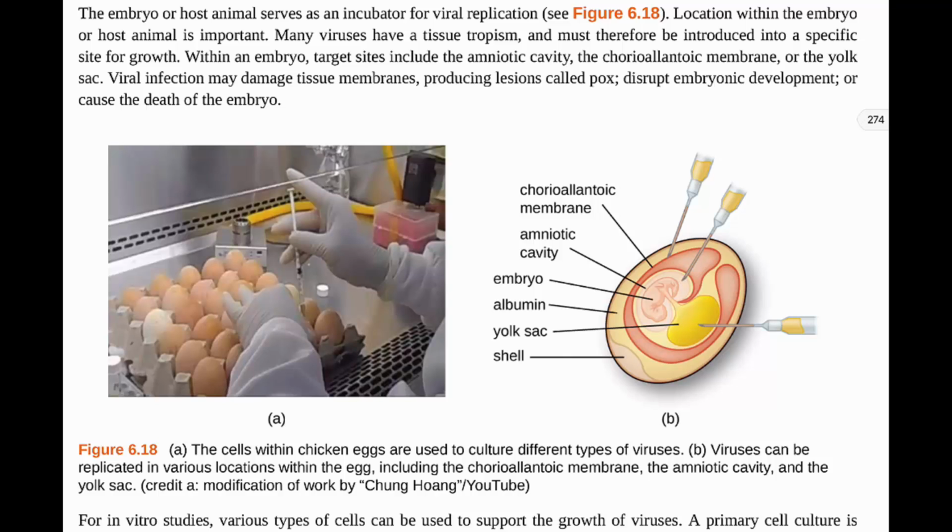So the embryo or the host animal serves as an incubator for this replication of the virus. So it can move from cell to cell to cell while it's incubating in the embryo. So location within the embryo or the host animal is important. So remember, we have this tissue tropism.